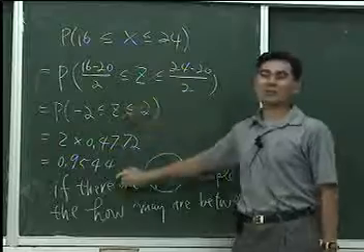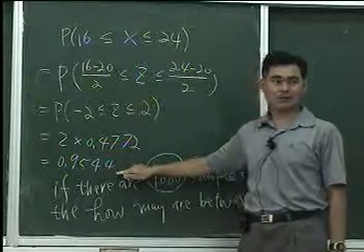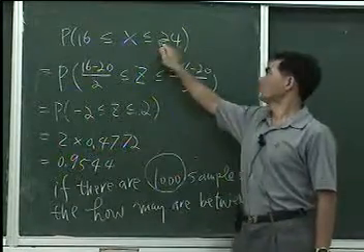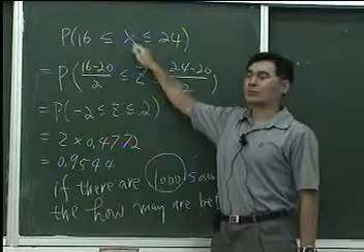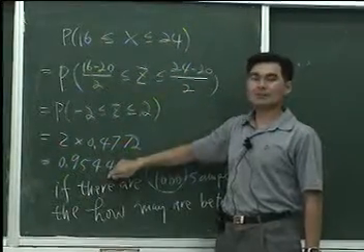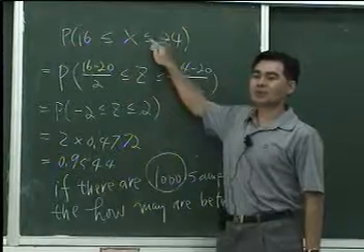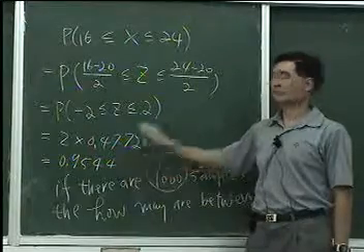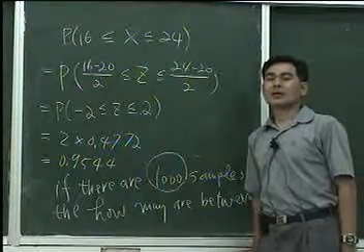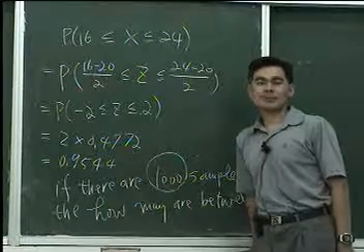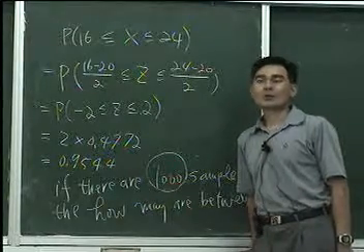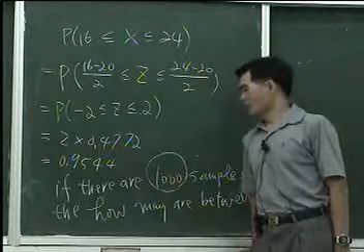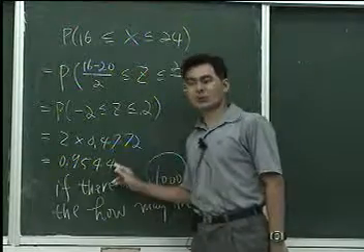We already found the probability, right? This is the probability. Now the question is, I have 1,000 samples, how many samples will be in this area? The first thing we find is the probability. Now I want you to tell me the number. How many samples will be within this area? If you remember, what is probability? Probability is relative frequency. And now we want to find the frequency.